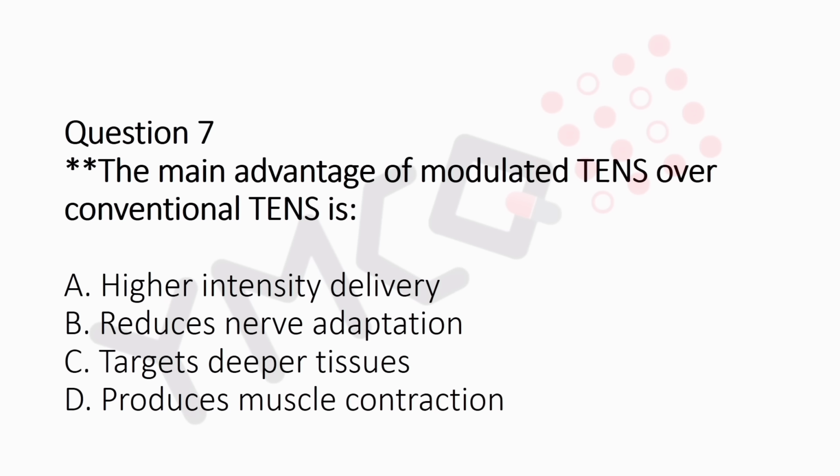The main advantage of modulated TENS over conventional TENS is: option A, higher intensity delivery. Option B, reduced nerve adaptation. Option C, target deeper tissue. Option D, produces muscle contraction.